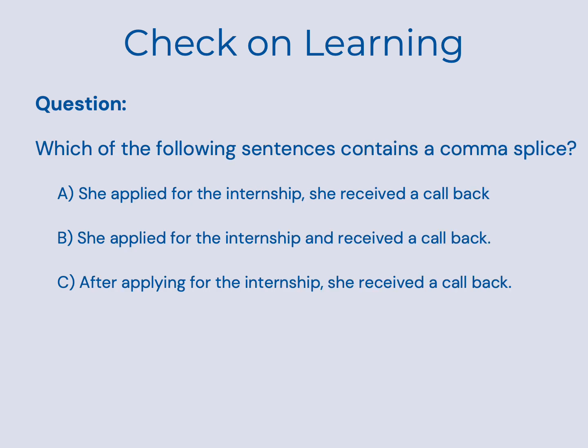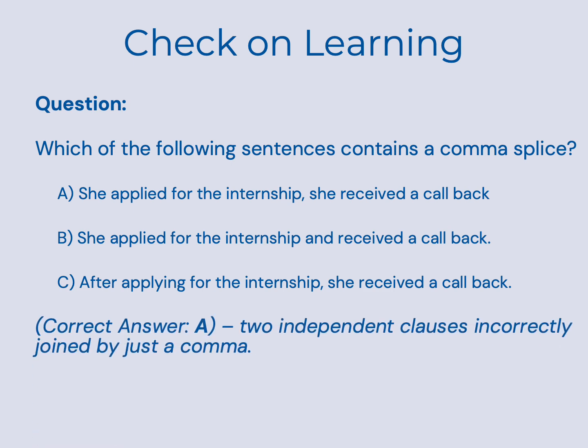Finally, let's check for comma splices. A comma splice happens when two full sentences are joined with just a comma, and that's not strong enough. Which option here shows that mistake? The correct answer is A. "She applied for the internship, she received a call back." That's a comma splice because both sides could stand alone as complete sentences. To fix it, you need to add a semicolon, a conjunction like "and," or split it into two sentences.